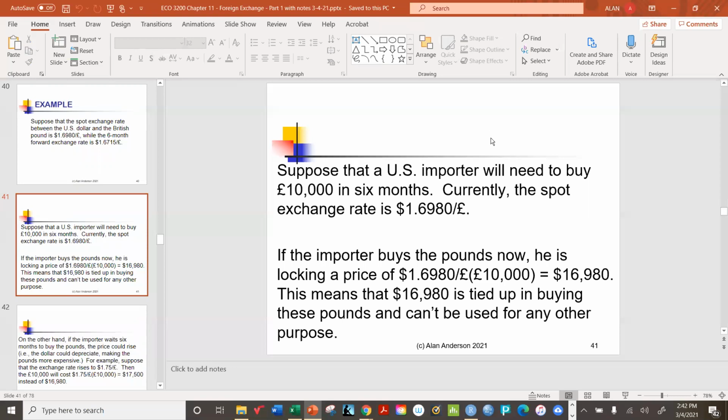And also, we may not have the money today. That's another thing too. What if we don't have the money to buy the pounds today? Having a contract to buy them in 6 months gives us 6 months to raise the money we need to buy the pounds. So there's a bunch of different reasons why a forward contract can be extremely convenient in reducing risk.